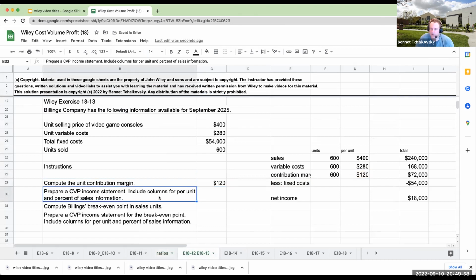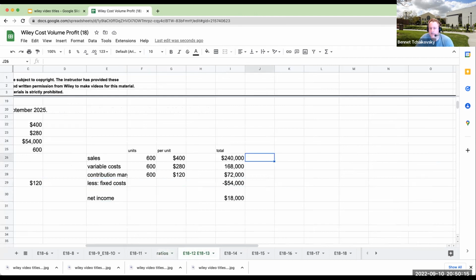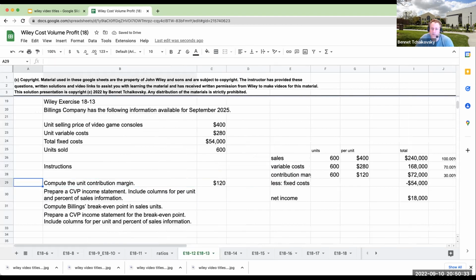Prepare a cost, volume, profit income statement. Include columns for per unit and percentage of sales information. I have no idea what that means. Percentage of sales? Oh, really? What they're asking for here is basically saying, okay, 240 divided by 240,000 is 100%. This divided by 240 is going to be 70%. So this must mean that the contribution margin is going to be at 30%. I don't know why you would go through and do that.